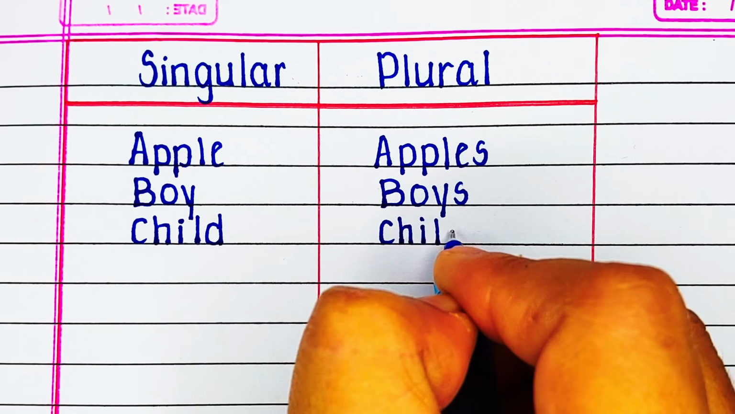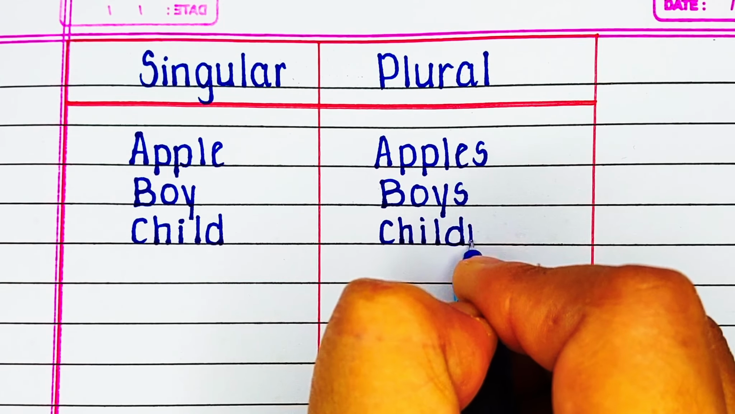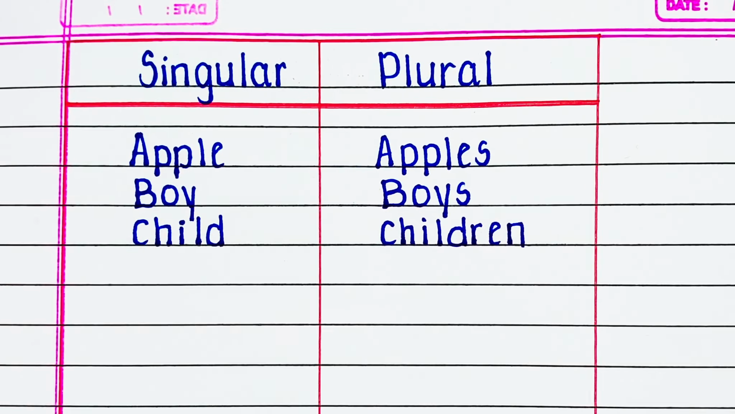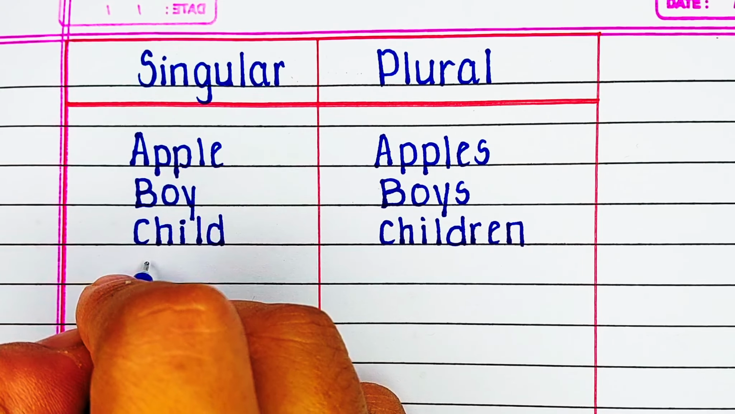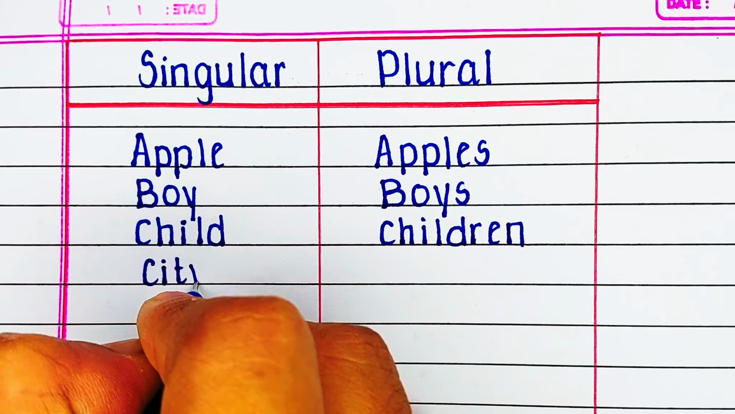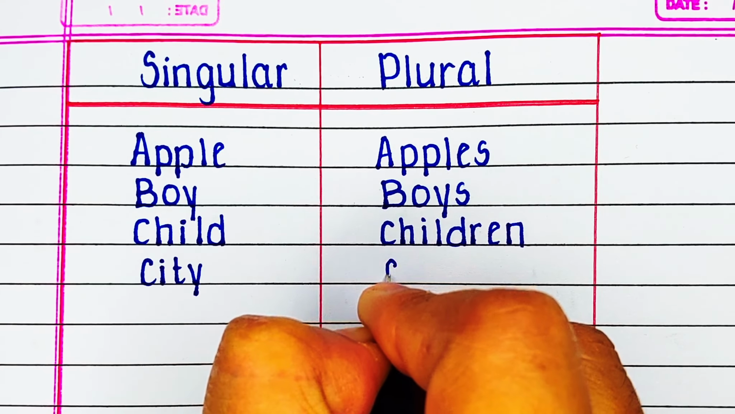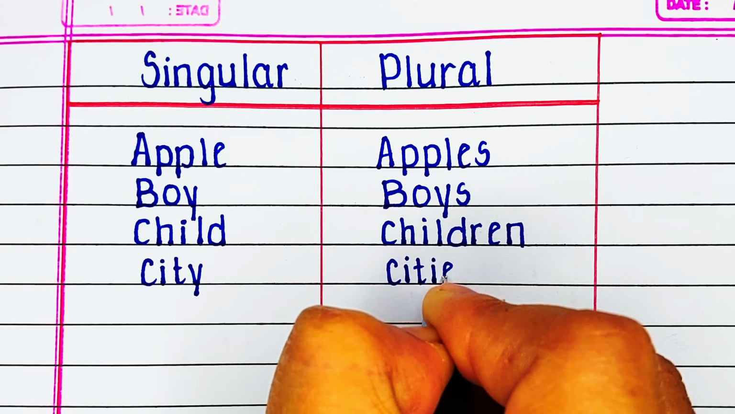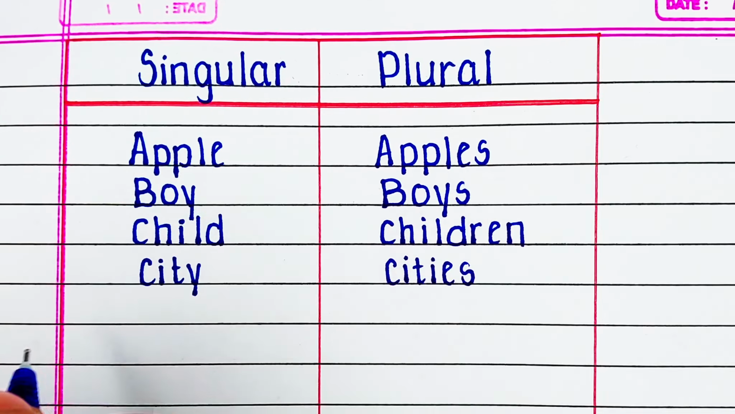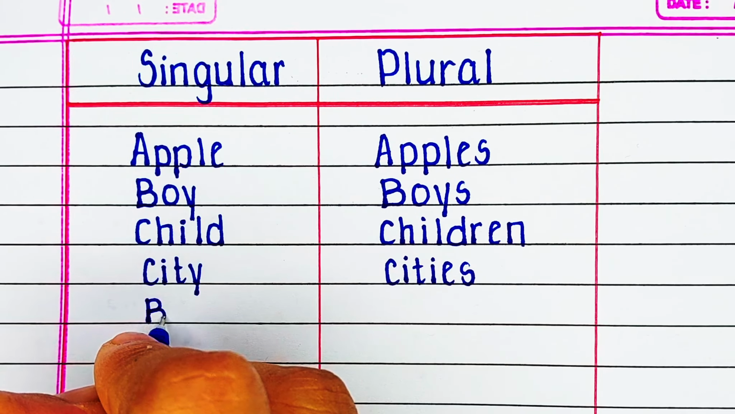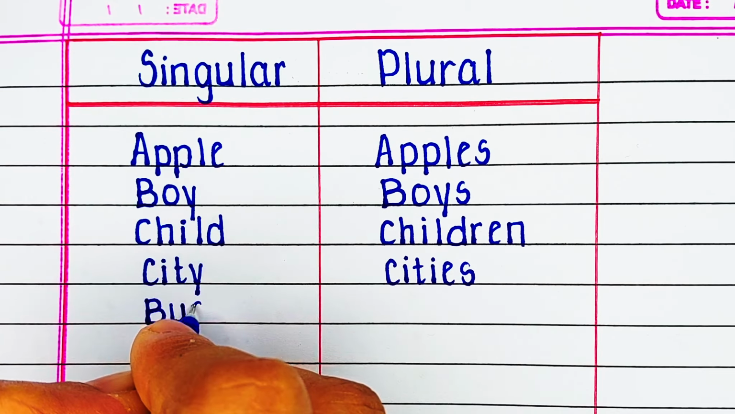First word is apple. The plural of apple is apples. We have just added a s in the end of the word. Next word is boy. The plural of boy is boys. We have just added s at the end of the word. Next word is child. The plural of child is children. Next word is city. The plural of the word city is cities.